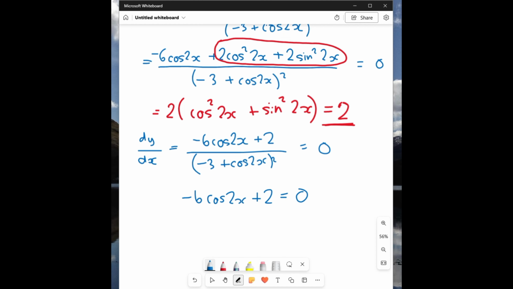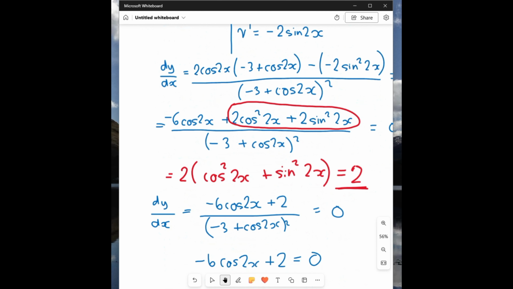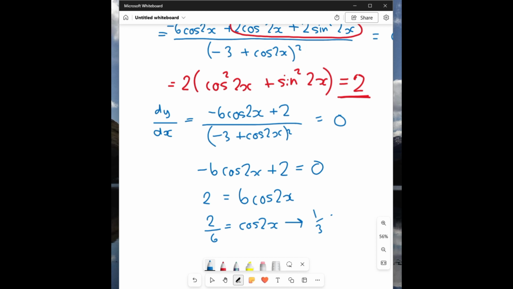So I end up with this, and I can't remember what I was supposed to end up with. Let's go back and check. Cos 2x is equal to a third. Well, I think that looks quite promising. So let's just rearrange that a bit. If I add the 6 cos 2x over, that becomes 2 is equal to 6 cos of 2x. And then divide through by 6, I get 2 sixths is equal to the cos of 2x, which is the same thing as a third is equal to cos of 2x.